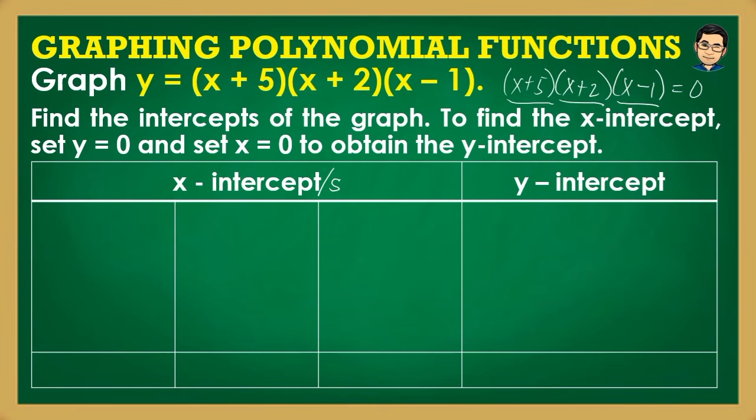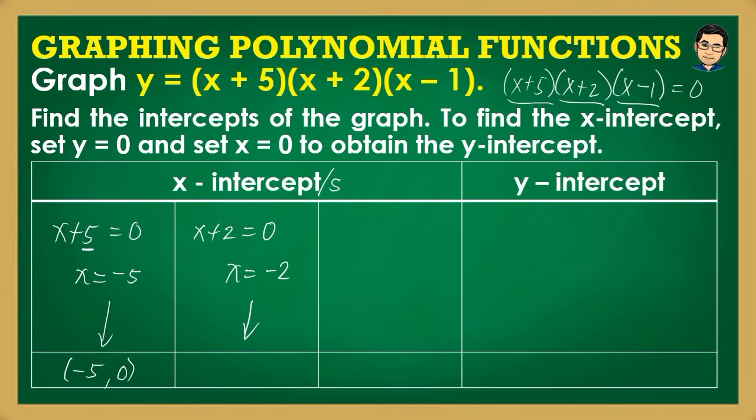So, yung una muna, x plus 5 is equal to 0. And then, kailangan natin matanggal tong 5 dito sa left side. So, magsusubtract tayo ng 5 both sides. So, ang final answer natin is negative 5. So, yung x-intercept natin dito is negative 5, 0. Yung pangalawa naman, x plus 2 is equal to 0. So, we subtract 2 from both sides. So, magiging x is equal to negative 2. Na magiging negative 2, 0.